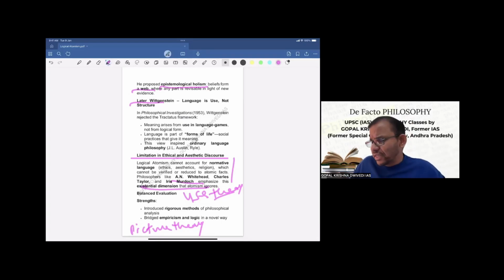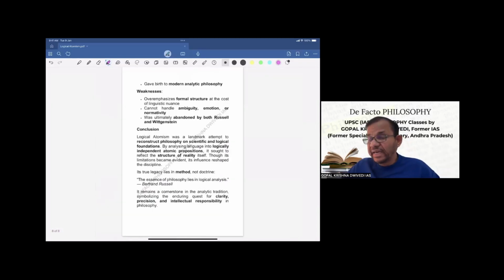Now, what are its strengths? Let us try to have some balanced kind of evaluation. Definitely, logical atomism introduced rigorous methods of philosophical analysis, particularly logical linguistic analysis of philosophy. It bridged empiricism and logic in a novel way, and gave birth to modern analytic philosophy. So these are its strengths.